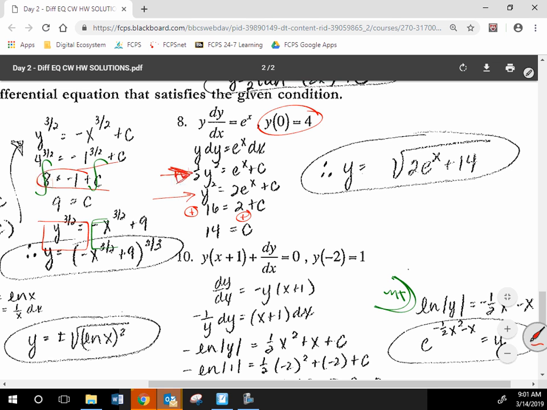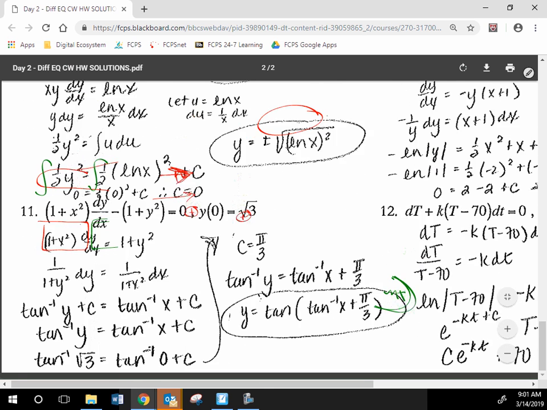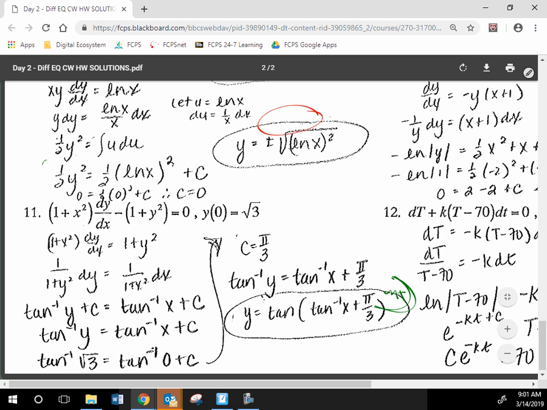Okay. Let's go and take a look at number 11. Alright, so again, first thing we need is to get x on one side, y on the other. So let's see, add your 1 plus y squared over. So this is a little different looking here.